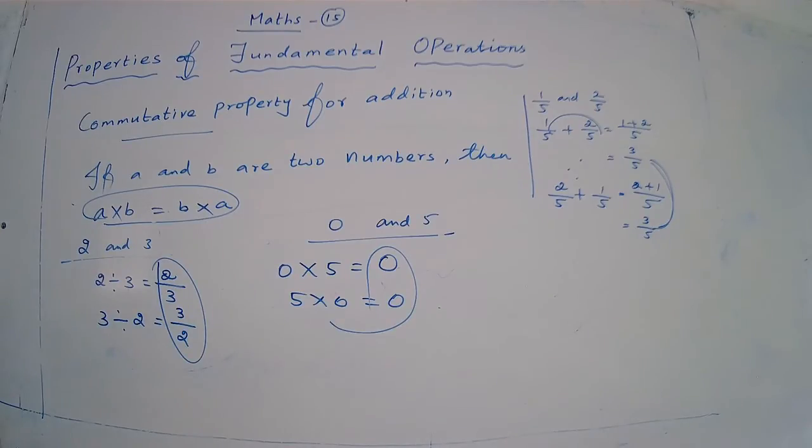Okay. So the rule is, if A and B are two numbers, then A plus B is equal to B plus A. A multiply B is equal to B into A. Okay children. So don't forget, commutative property is true for only addition and multiplication. Okay. Clear? Yes. Now all of you take your classwork note.